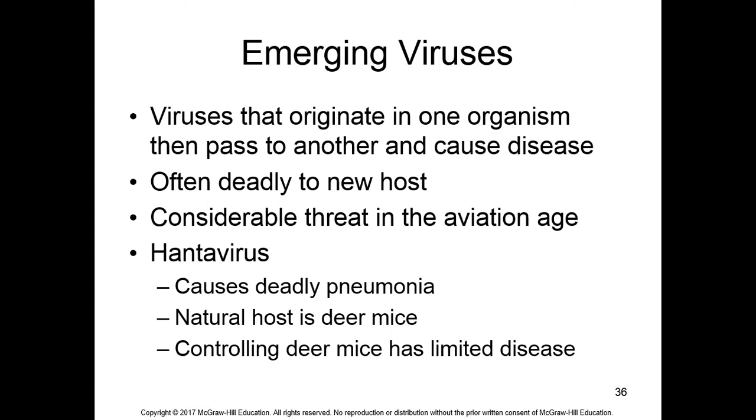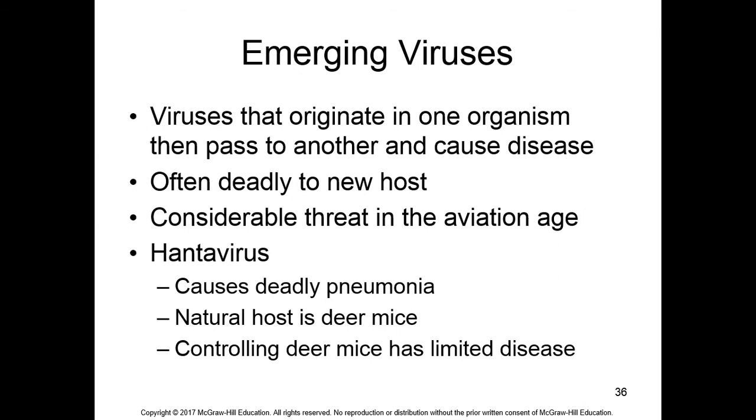Now we have another term, that is emerging viruses. These are viruses that originate in one organism, then pass to another and cause disease. So this current coronavirus outbreak is an example of an emerging virus, because it is said that this coronavirus was found in bats, and then it might have jumped into some intermediate host. Papers are coming out that it could be a pangolin, that is a scaly anteater, and from that it jumped into humans.